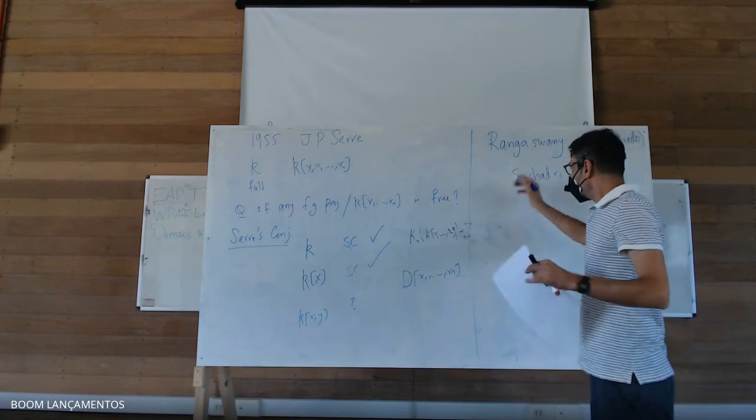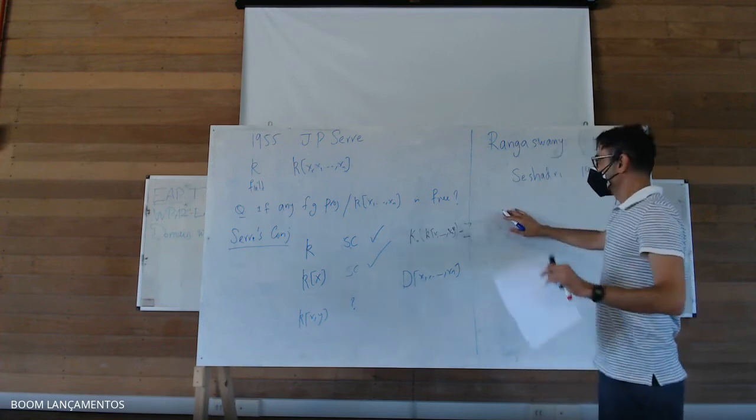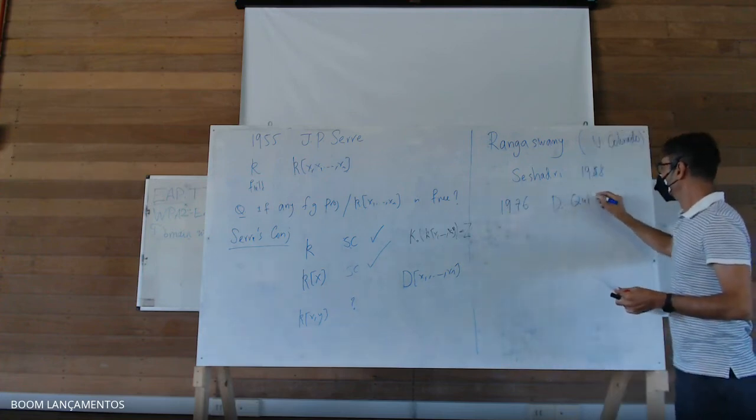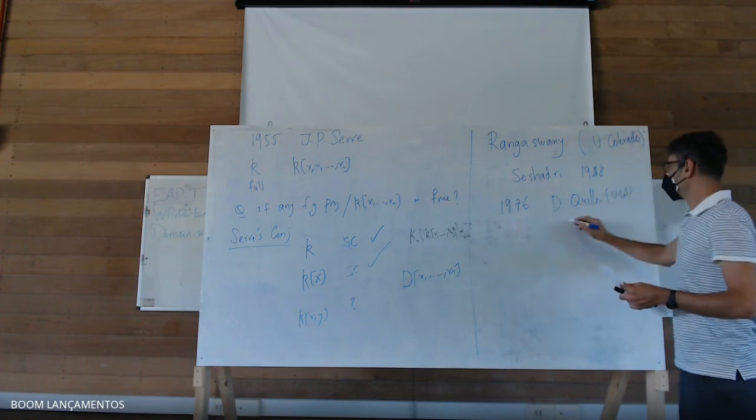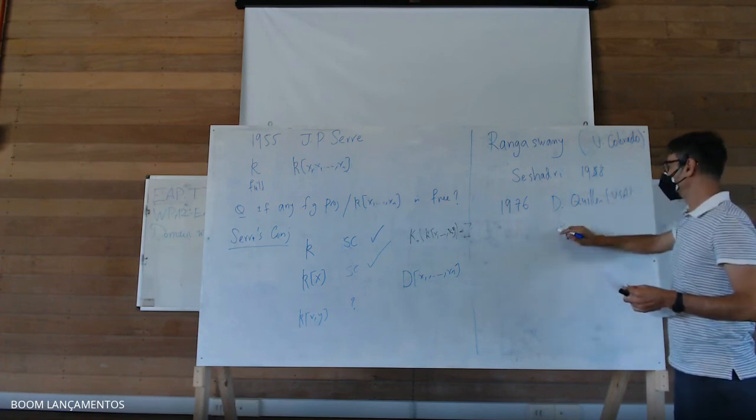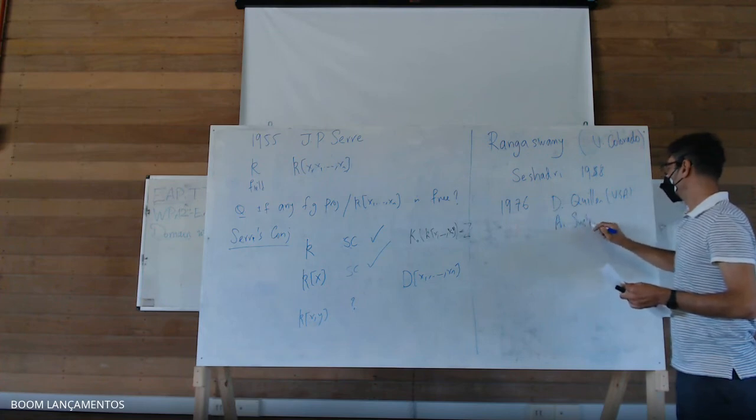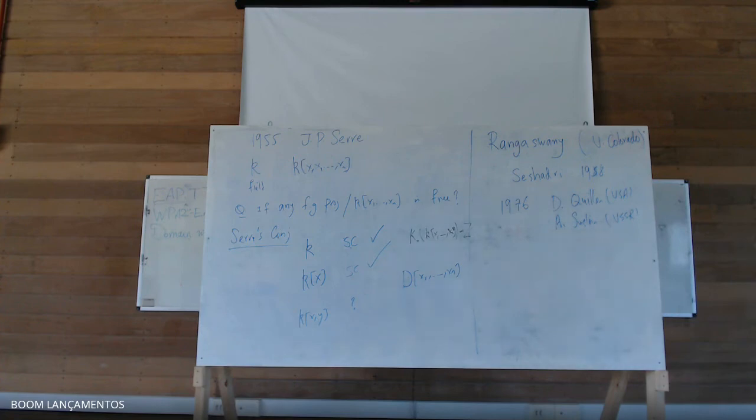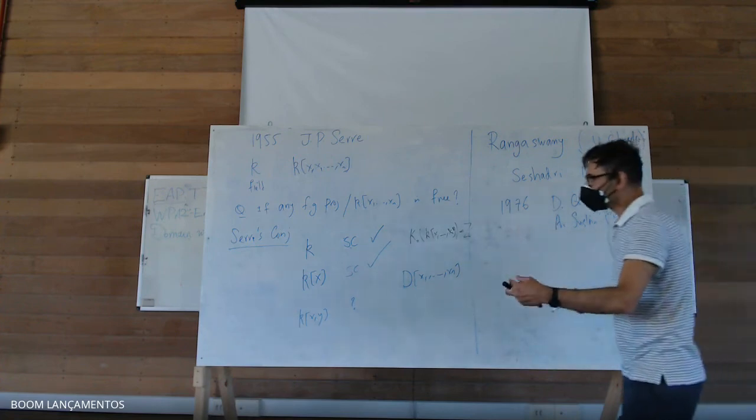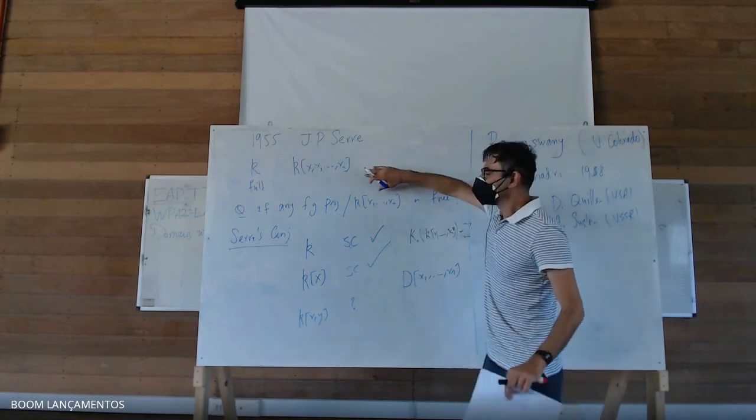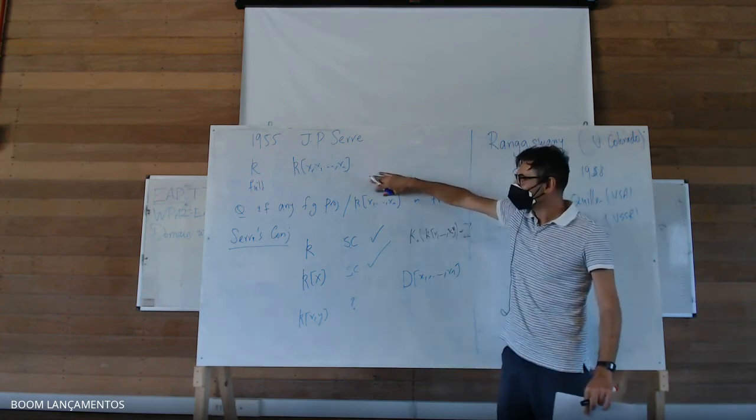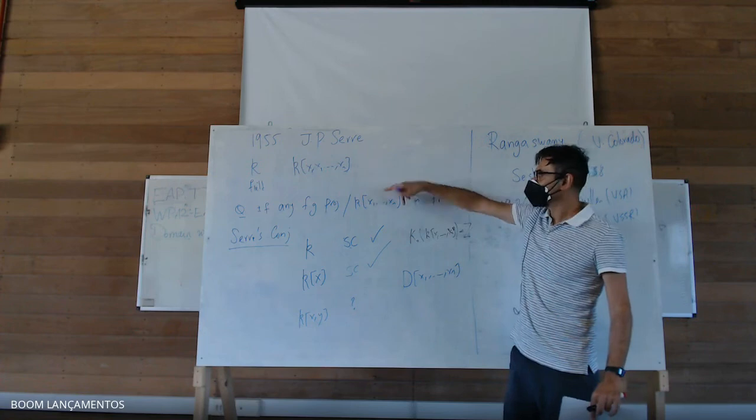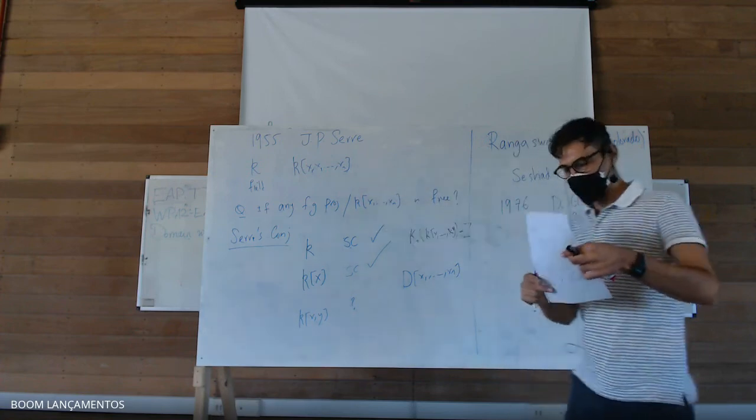Eventually, Serre's conjecture was proved in 1976 by Dan Quillen in the USA and Andrei Suslin in the USSR at the time, kind of independently and amazingly in the same year. But this Serre's conjecture is correct. There are no non-trivial finitely generated projective modules here. They're all free. Okay, so they are just a boring direct sum of the ring itself.